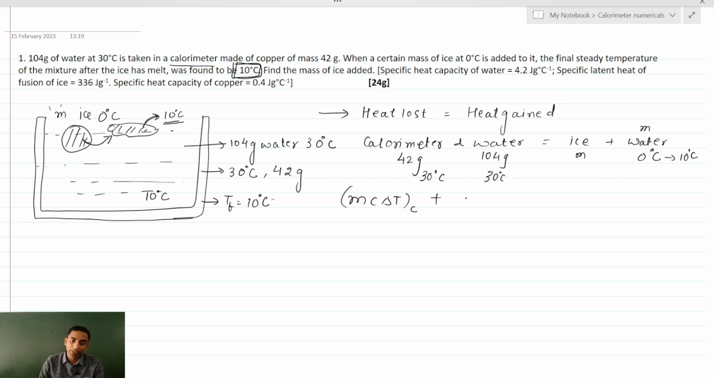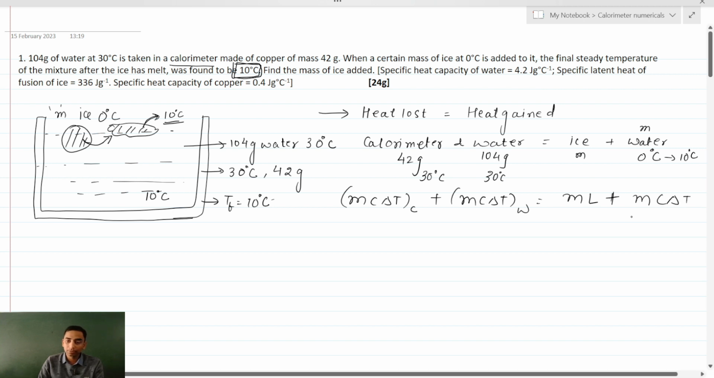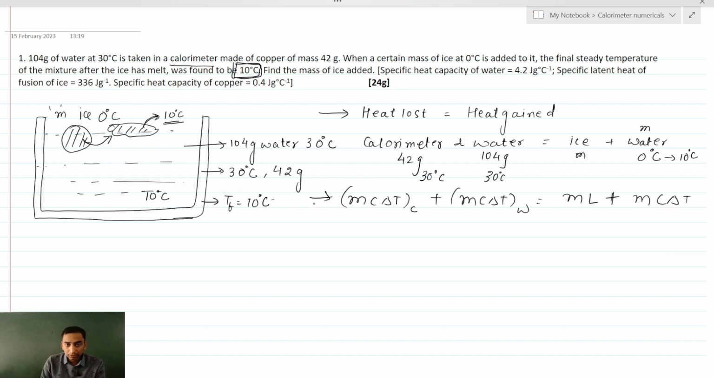Again, water from 30 to 10 of the water. Here ice is melting. So m L plus the same m gram mass of water shows rise in temperature from 0 to 10 degrees, right? Now, let us solve this. Let us plug in the values and solve the equation, right?